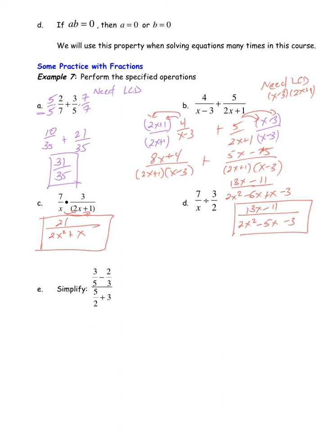The next problem, letter D, is we're dividing fractions. So we have 7 over x divided by 3/2. So when we want to divide fractions, I'll put a note here: to divide fractions, you actually multiply by the reciprocal.